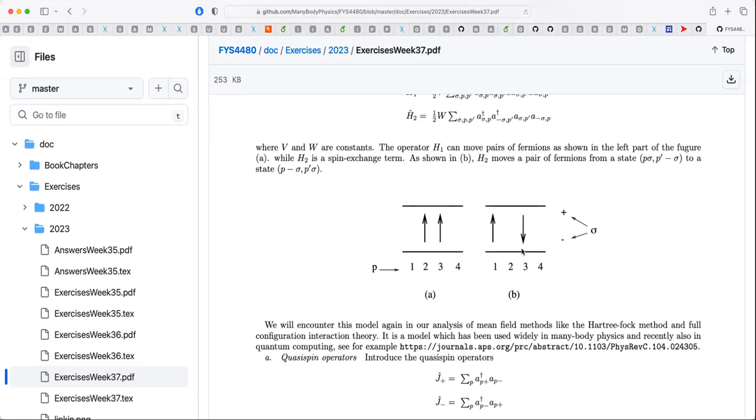The thing which is useful here is that it allows you to gain a very good pedagogical insight about the first method we will encounter, which is full configuration interaction theory. And then you can also obtain analytical expressions for what's called Hartree-Fock theory, which is a mean field method, which is pretty close to the philosophy of density functional theory. So you will see us actually reusing this model again and again and again.